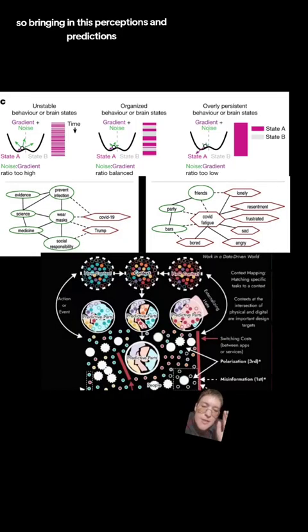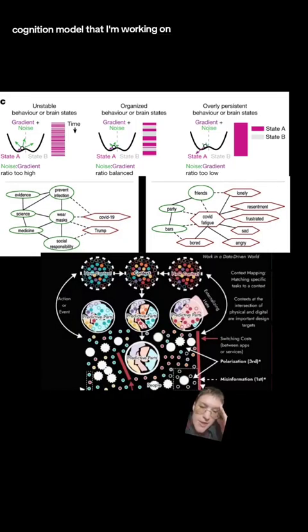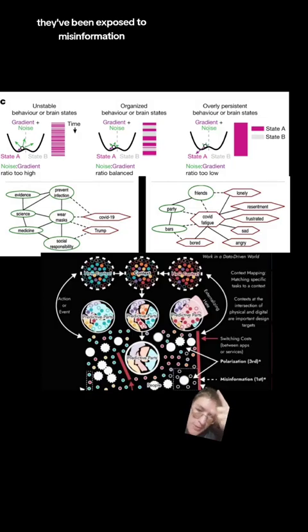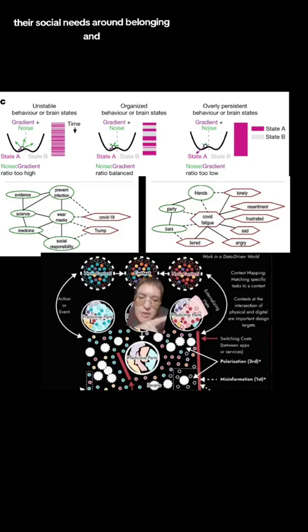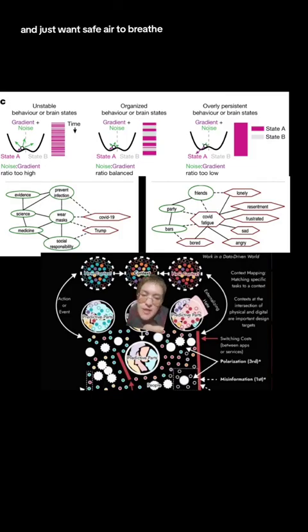So bringing in this perceptions and predictions cognition model that I'm working on, they've been exposed to misinformation, which has polarized us from each other. Their social needs around belonging and I guess freedom, who knows what else, have become these giant predictive parts that have just taken over their entire part ecosystem and are now externalizing, which means they're crossing other people's boundaries, like the boundaries of people who are COVID cautious and just want safe air to breathe.